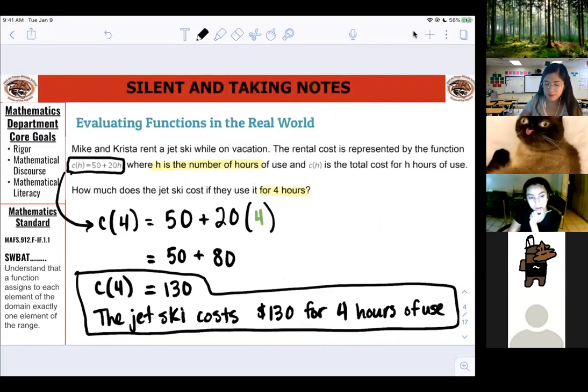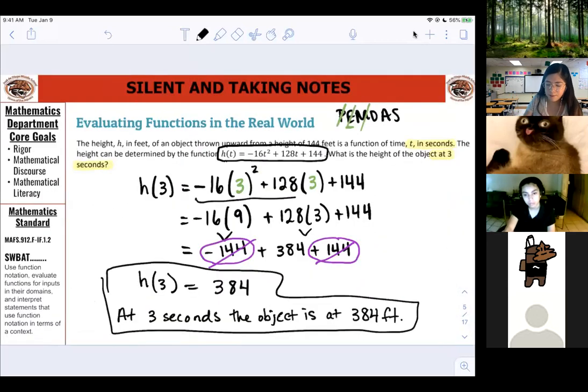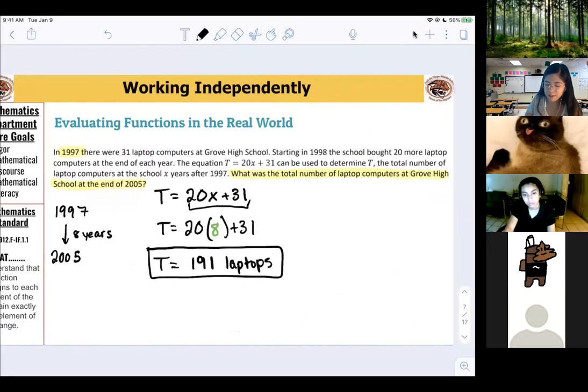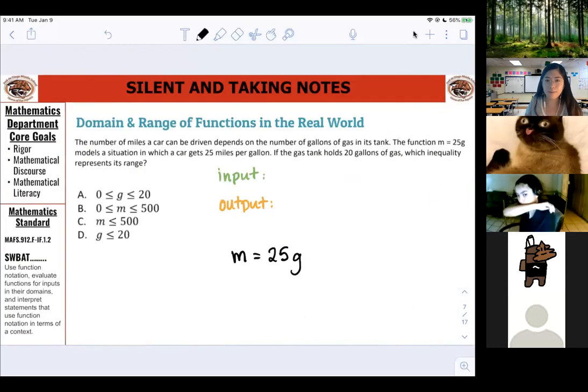C. H. No. Careful. H. So notice, they all use different letters, right? But at the end of the day, I'm always replacing the variable that is on the right side of my equation. So I'm always looking at the right side of my equation and plugging a number in there. So on this example, which variable should I be replacing that's on the right side?